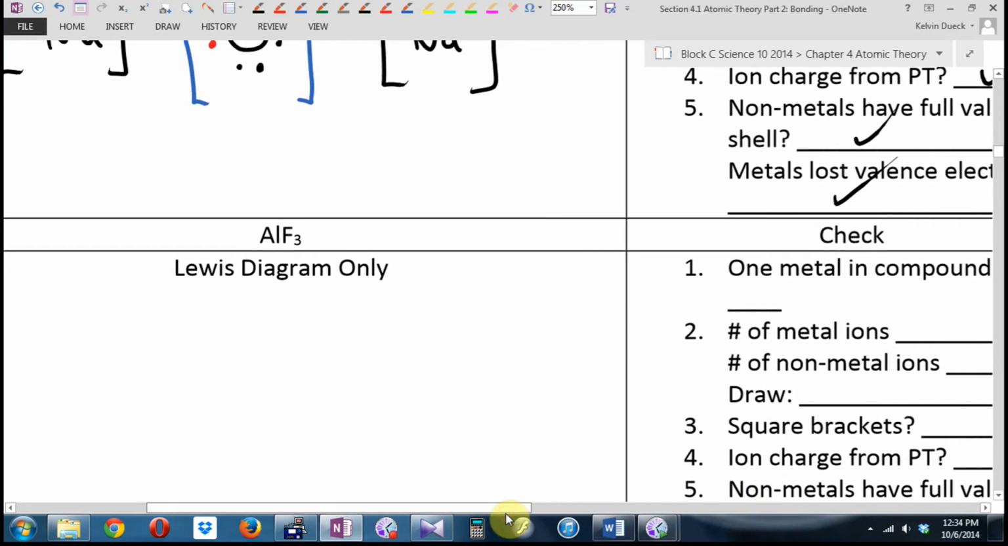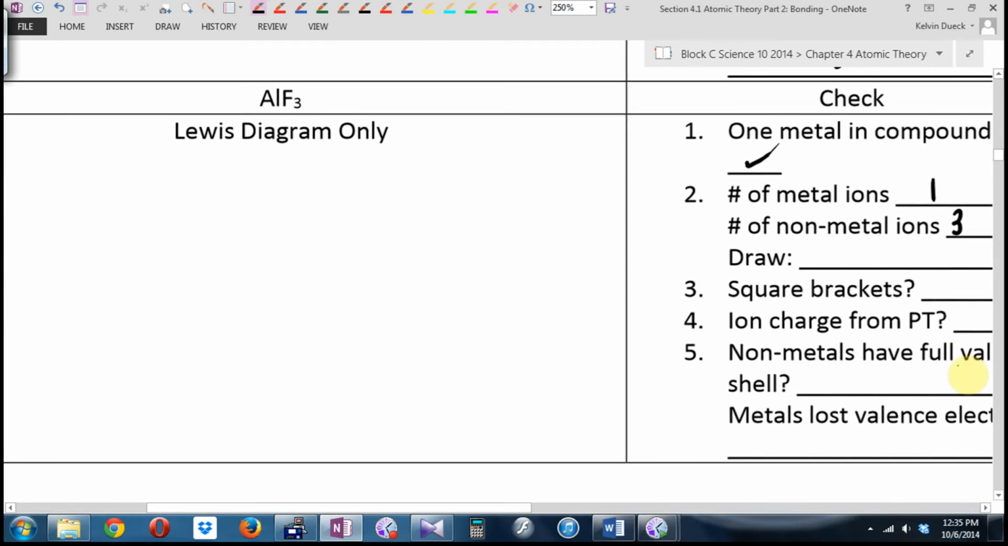Aluminum fluoride. Is there a metal in this compound? So it's ionic. How many metal ions are there? 1. How many non-metal ions are there?